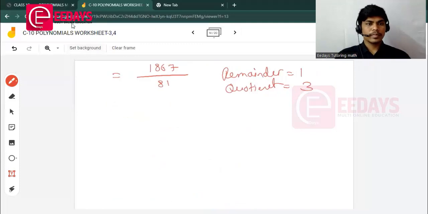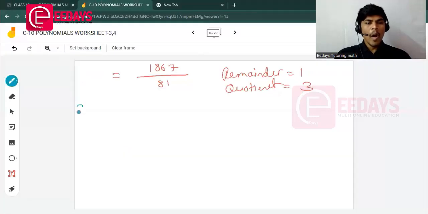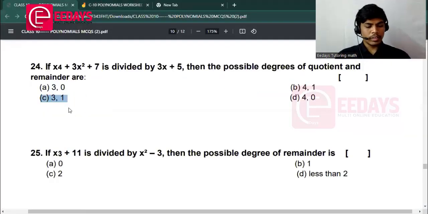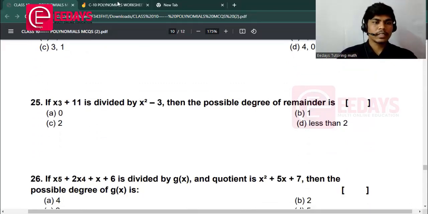Okay. Let's move on to the next question. 25th question. x cube plus 11 is divided by x square minus 3. Then what is the possible degree of the remainder? Okay, degree of the remainder they're asking.